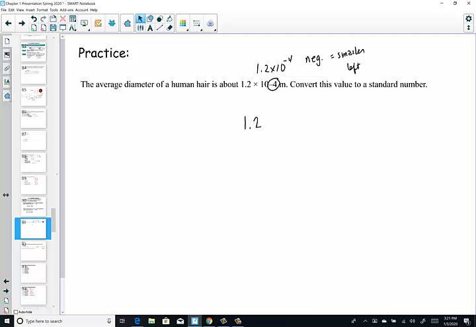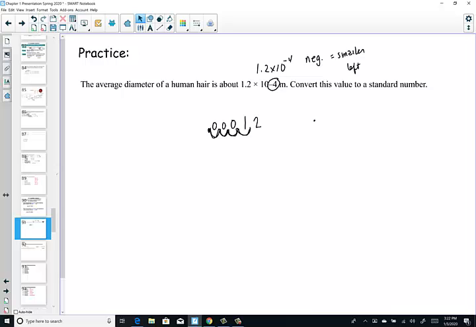Now, to move it 4 times to the left, we go 1, 2, 3, 4. And every time we have this little space in here, that represents a 0. We've moved it 1. Now the decimal is to the left of the number 1. The second time we move it, I need a 0. The third time we move it, I need a 0. The fourth time I move it, I need a 0. And now this is where the decimal has ended up.